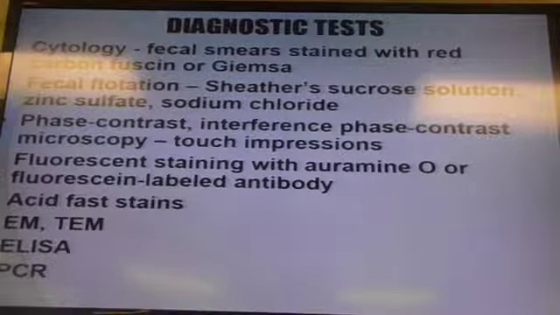There is a long list of diagnostics. Fecal smears have been very good in terms of diagnosing Cryptosporidium. Fecal floats as well, and as it becomes more complex as we go further down, phase contrast and fluorescent staining, that's when you have a really hard time identifying the organism. So cytology with a fecal smear, easy. Fecal float, you can easily do that as well.